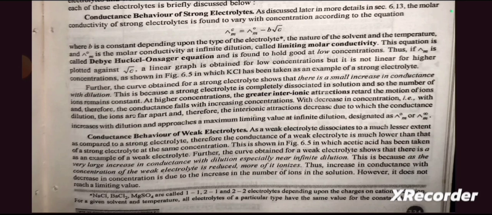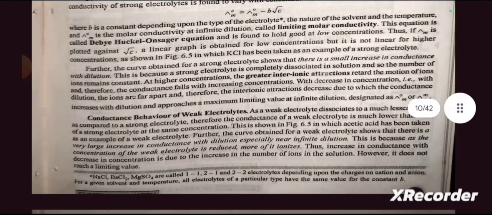This equation is called the Debye-Huckel-Onsager equation and is found to hold good at low concentrations. Thus, if lambda m is plotted against root c, a linear graph is obtained for low concentration, but it is not linear for higher concentrations, as shown in figure 6.5, in which KCl has been taken as an example of a strong electrolyte.